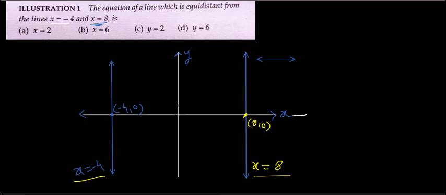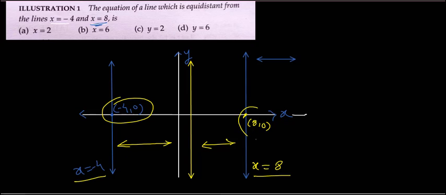We have to find the equation of the line which is equidistant. That means a line should be parallel to both these two lines and it should be equidistant from both these two lines. That means the distance from this side should be equal to this side. Right? As we know these 2 points, we can find this intersecting point of the line to the x-axis, and this line should also be equidistant from point minus 4 comma 0 and 8 comma 0.